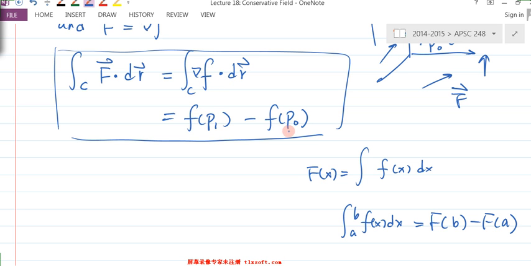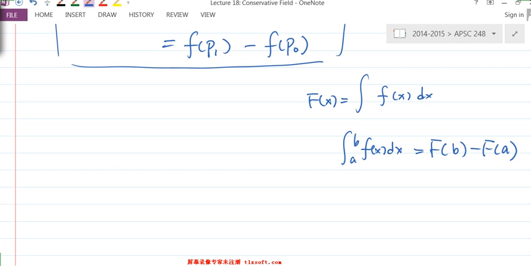So let me prove this fundamental theorem here. It's a pretty short proof, so I think it's good to have it.